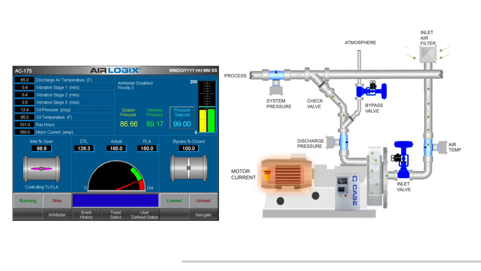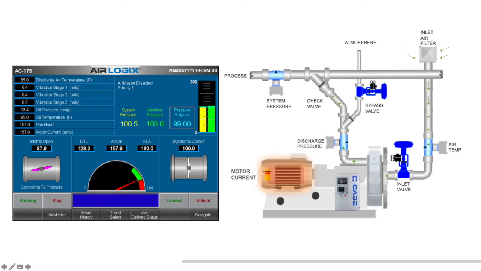Now try and keep an eye on 2 things. On the AirLogix screen, watch system pressure, as it approaches the pressure set point of 99 psi. At the same time, watch the inlet valve. Once we reach the pressure set point, the valve will begin controlling to a system pressure PID and modulate, to keep a constant pressure. Now the compressor is fully loaded, the bypass valve is completely closed, and we are controlling to the desired pressure set point.